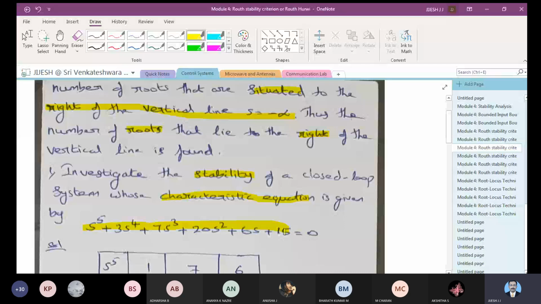So here you know that the coefficients are already there: 1, 3, 7, 20, 6 and 15. So it's very easy. You can just write down 1, down to down. Write the column s to the power of 5, s raised to 4, s cube, s square, s, and s to the power of 0. After that, draw that box, everything how you have done when I taught you the root stability criteria. It's a very easy problem. Don't make mistakes in solving it. That is the only thing. Everyone can get full marks in this.